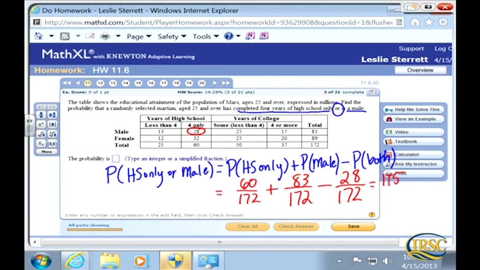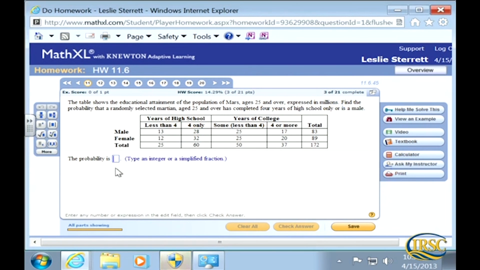115 over 172. Okay, does that reduce? Okay, so I'm going to say that that is as reduced as possible. And so 115 over 172, any questions before it disappears? Okay, so Carol speaks for all of you, so I'm going to put it all in there. All right, so 115 over 172, right, that's what we had?